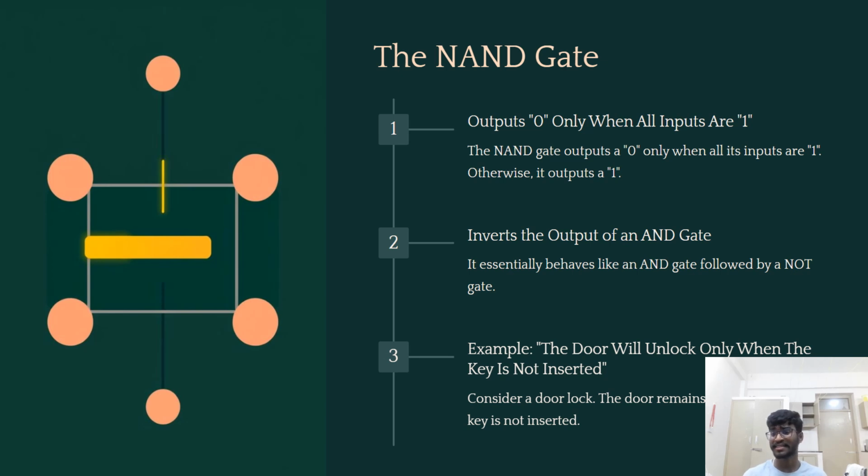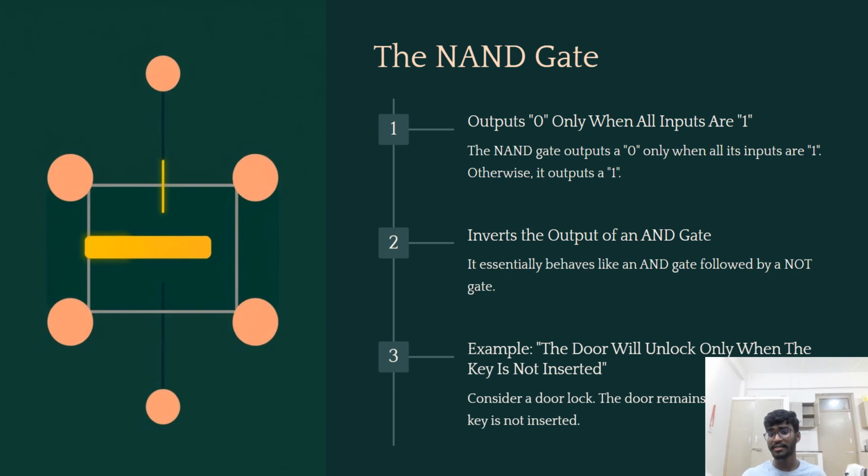Then we go to discuss universal gates. There are two types of universal gates: NAND gate and NOR gate. Firstly we are going to discuss the NAND gate. In the NAND gate there are three steps. As we discussed the AND gate, firstly, the output is 0 only when all inputs are 1. The NAND gate outputs a 0 only when all inputs are 1. Otherwise it outputs a 1.